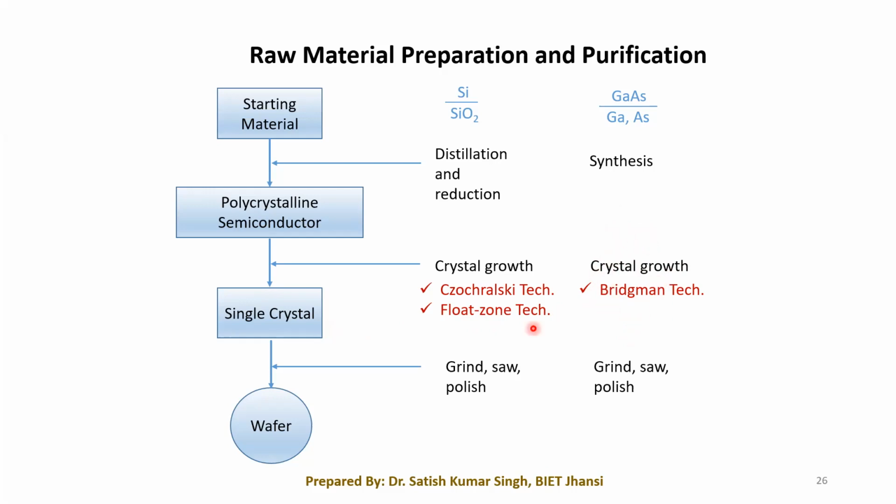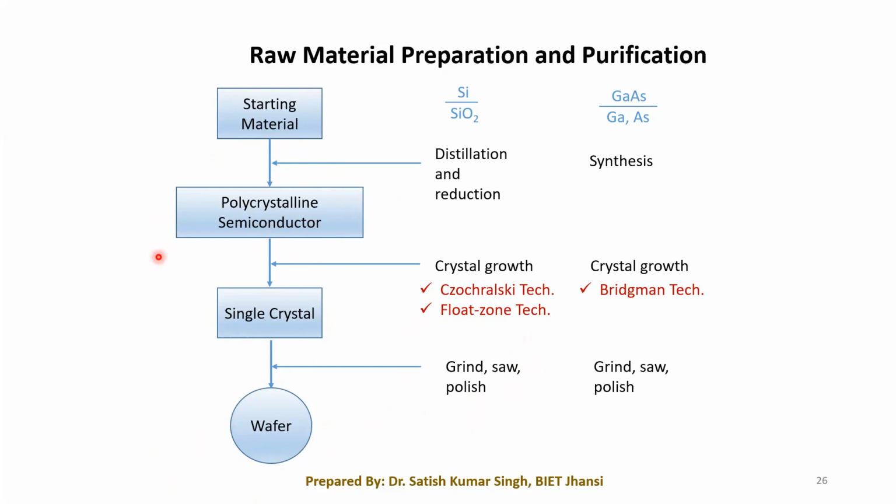So we have to look at these processes in detail. In your syllabus you will find the Czochralski technique, so I will be discussing the Czochralski technique in detail. And after making the single crystal, we have to develop the wafers. To develop these wafers, we have different processes called grinding, sawing, polishing. So these techniques I will be discussing one by one. Now we have to focus first on how this starting material is converted to the polycrystalline semiconductor.